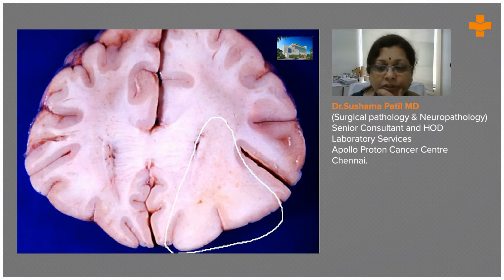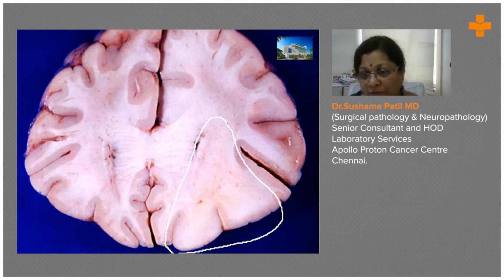So here is a gross. In the highlighted area is where the tumor is, and I had shown you before. Okay, if you look on the other side, the gray-white junction, the cortical ribbon I call it, is beautifully maintained, gray and white. But when you come to the area that's highlighted, in the circle, you can see there is a blurring of the gray-white junction.